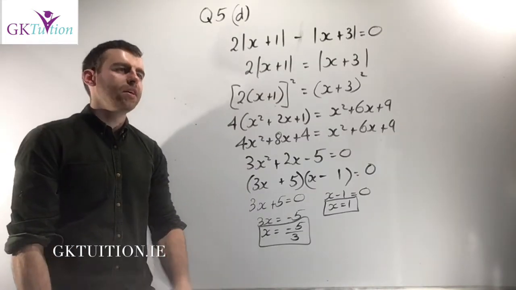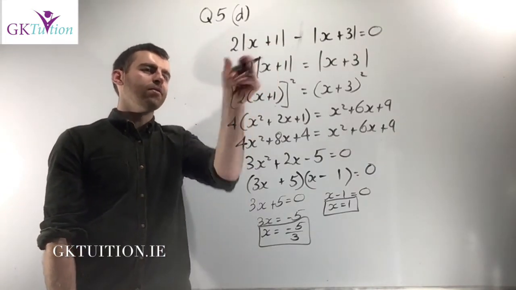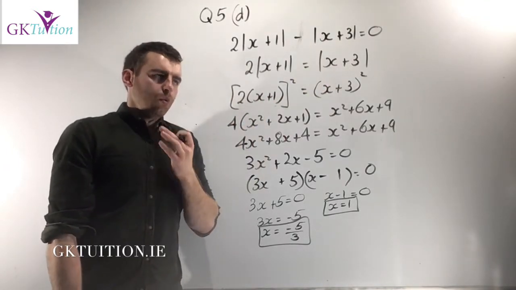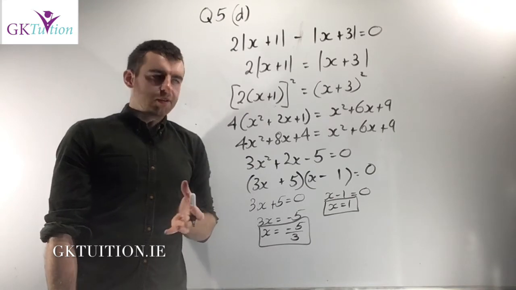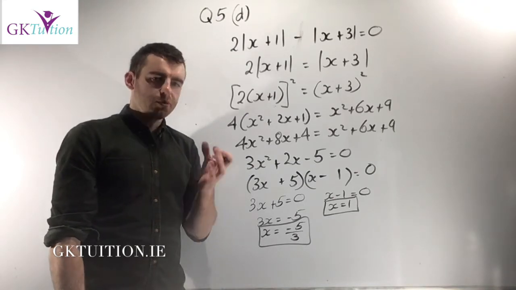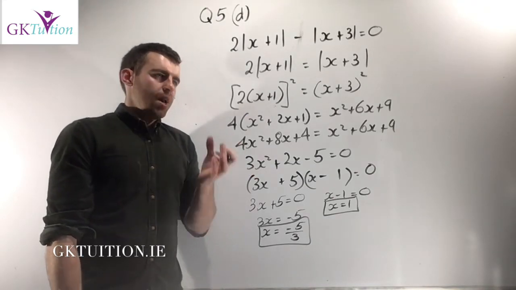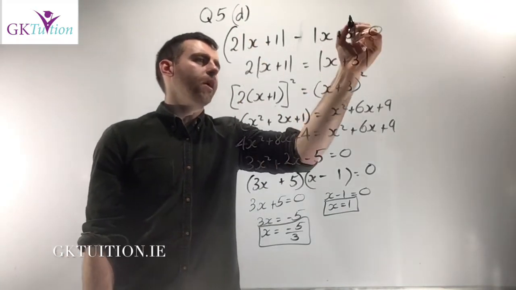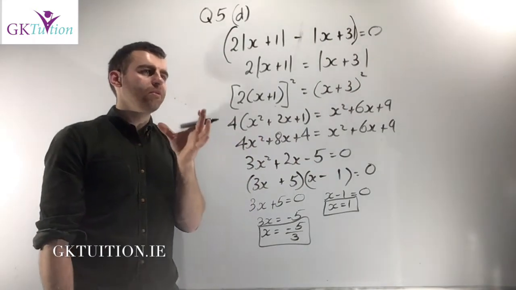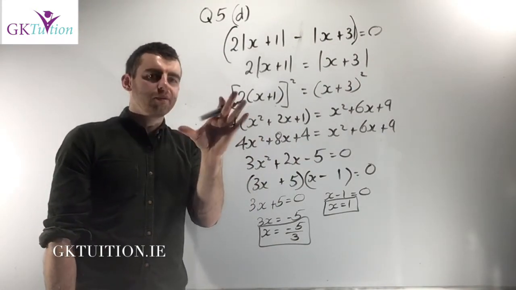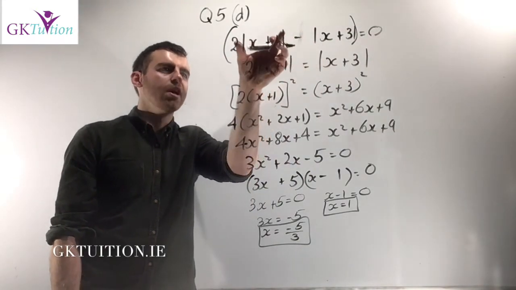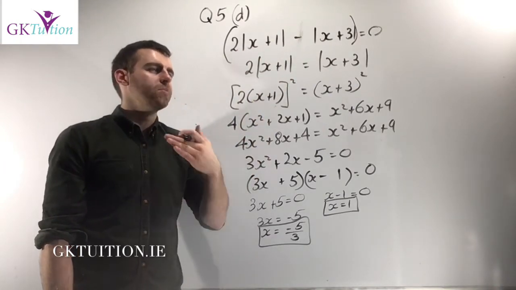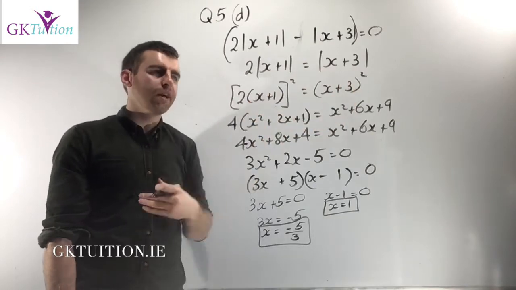In part D, we had 2 times the absolute value of x plus 1 minus the absolute value of x plus 3. Once again, in order to eliminate our absolute value signs, we want to square both sides. However, we don't want to square both sides at this stage, because multiplying out the left hand side would be an absolute nightmare. It's going to be really tricky, because you'd have to multiply this out as double brackets. What you want to do first is move one of the terms to the right hand side.